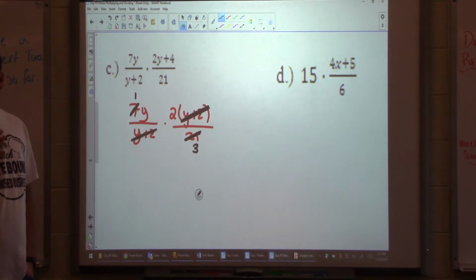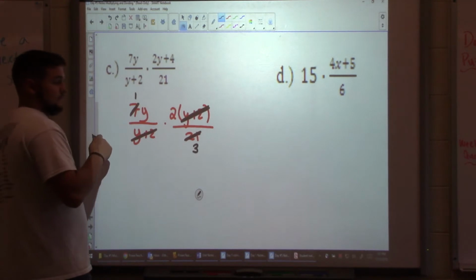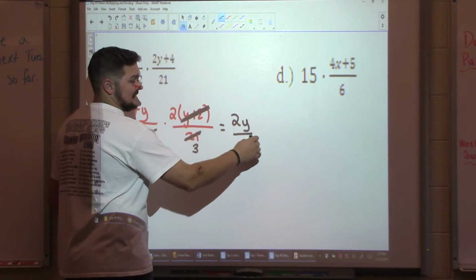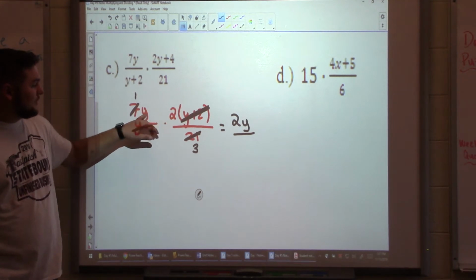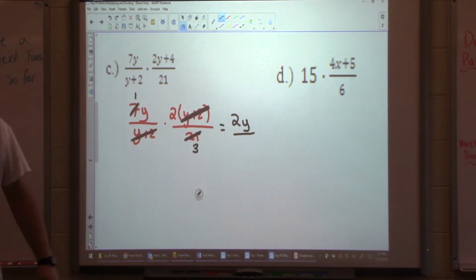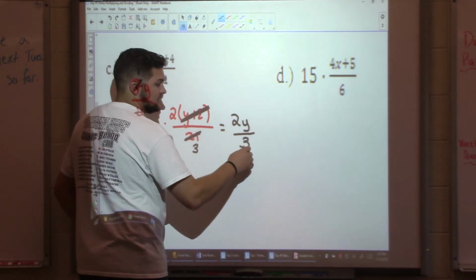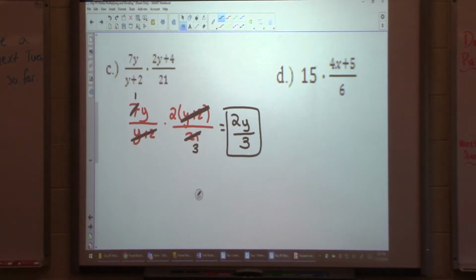Okay, then let's do our multiplication. If I multiply the top, what do I get? 2y, right? I'm left with y times 2, which is 2y. What am I left with in my denominator? 3, right? I'm just left with the 3. It's technically 1 times 3, which is just 3. And that's as far as I can simplify. Alright, very good. Good so far? Okay. Let's keep cruising, because we don't have a ton more to do.